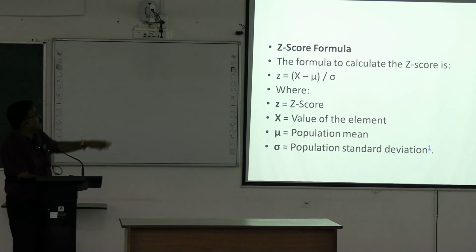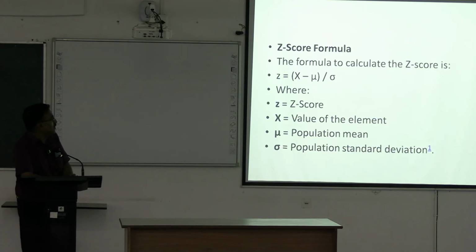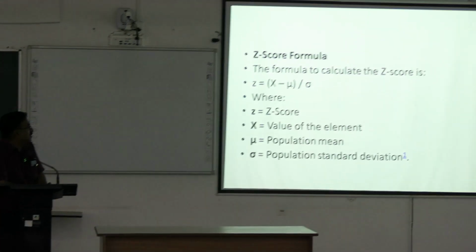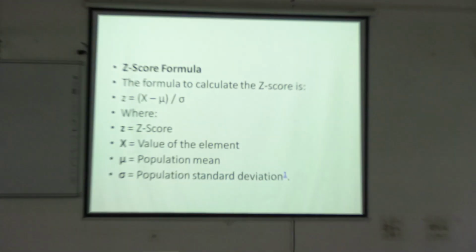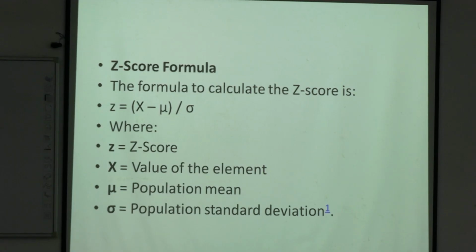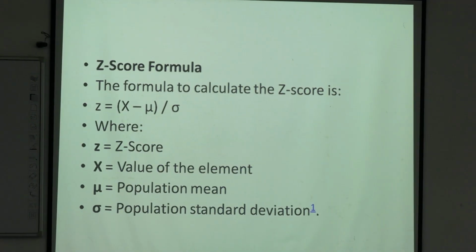So this is the formula to calculate Z score. Z is equal to x minus mu divided by sigma, where Z is the Z score, x is the value of the element, mu is the population mean, and sigma is the population standard deviation. Now I'll give you an example. Don't get confused seeing this. Everything is there in the book.